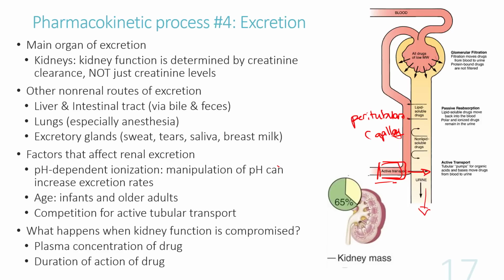So this active transport process uses these pumps, right? And these pumps can only transport a certain amount of drugs or other compounds within a given time frame. And so if you have two or more drugs that can be transported by active transport into the urine, they may compete with each other for a seat on that active transport pump. And so that might affect the rate and level of excretion of drugs when they're given together.